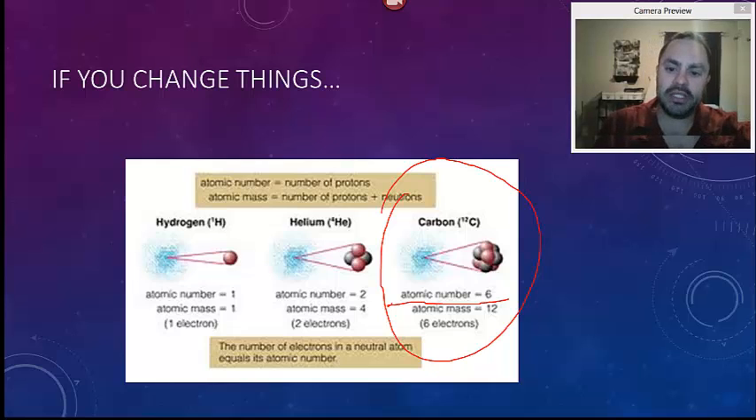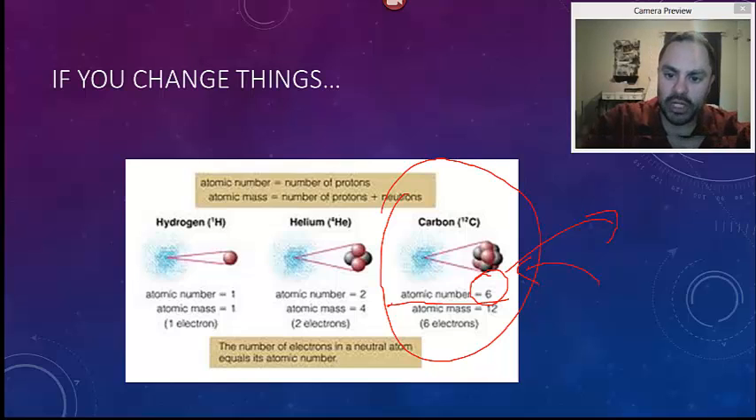If I change the number of protons, if I take the proton and get rid of 1 and make it 5, I no longer have carbon. Or if I add a proton, I also don't have carbon anymore. I'm now going to nitrogen. So the number of protons has to be the same if I want to keep the same atom.